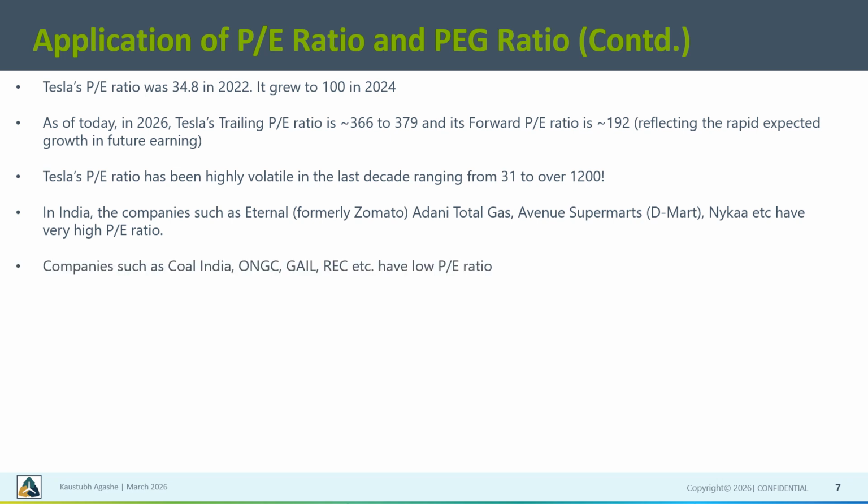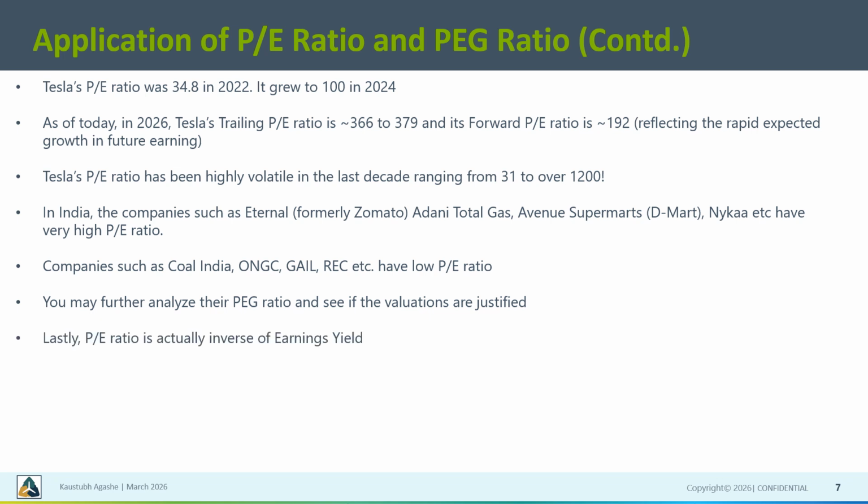Similarly, there are companies such as Coal India, ONGC, GAIL, REC and so on, which have very low PE. So one interpretation could be these companies are undervalued or they are not going to grow as much in coming years. So you can further analyze PEG ratio for all the companies for high PE and low PE ratio, and see if their valuations are justified when you take into account the expected growth in earnings per share.